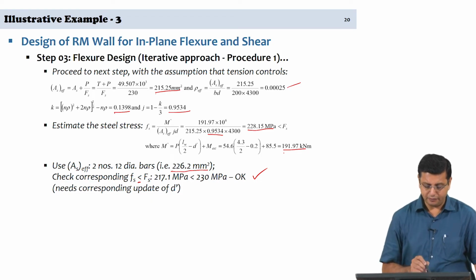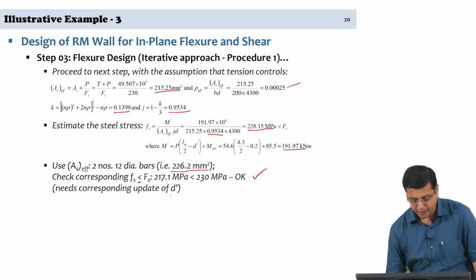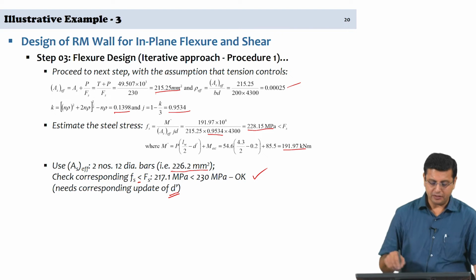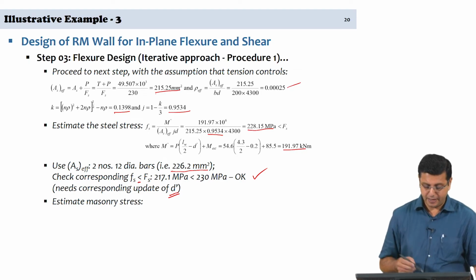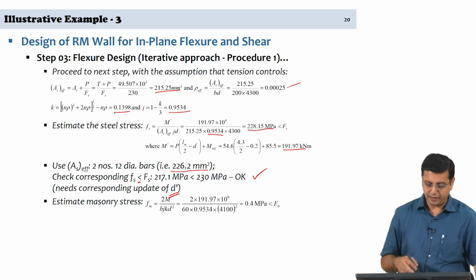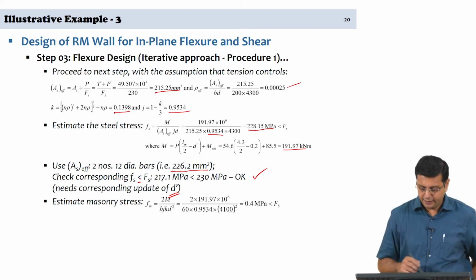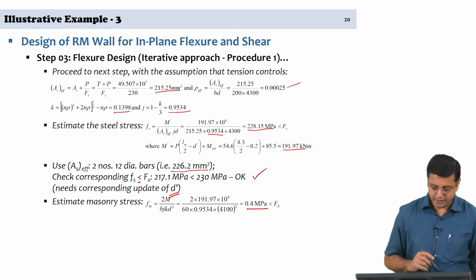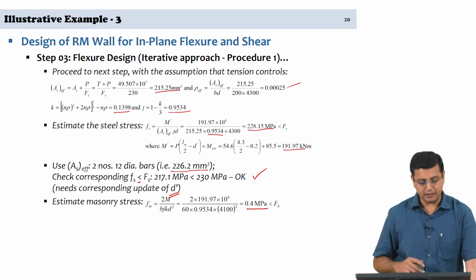However, one must check if there are changes in the number of bars required, and if an update of D dash is required, and then come back and correct the calculations at this stage. The masonry stress is then estimated. Fm can be estimated from similar triangles from the state of stress in the steel, and in this case it works out to 0.4 MPa, which is less than Fb, which is 2.5 MPa, and therefore all requirements have been satisfied.